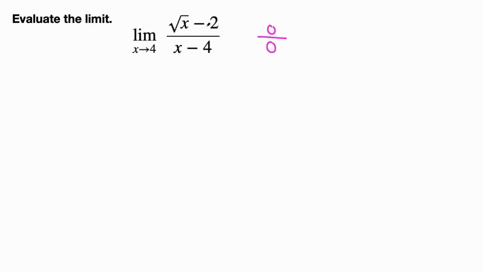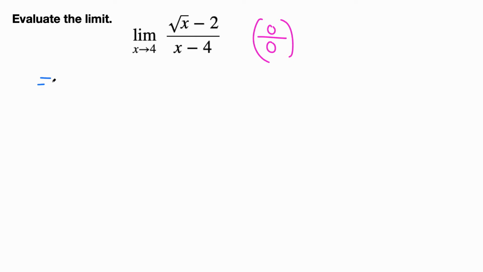Okay, this is better than getting 0 alone on the bottom. So when we have 0 over 0, we need to simplify this fraction to get rid of this 0-making factor. Almost all the time we just factor the top, factor the bottom, and cross out the common factor. But here we cannot factor. We can, but it's not easy to do.